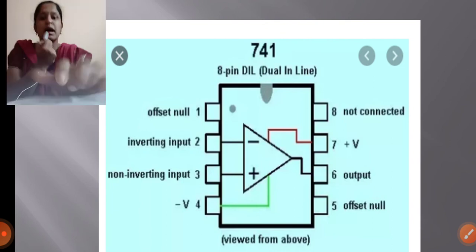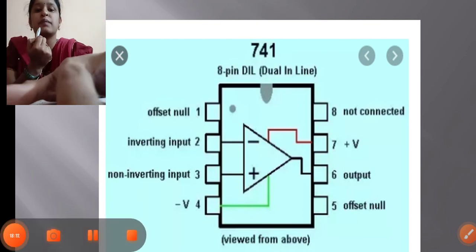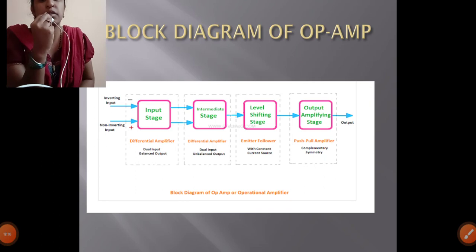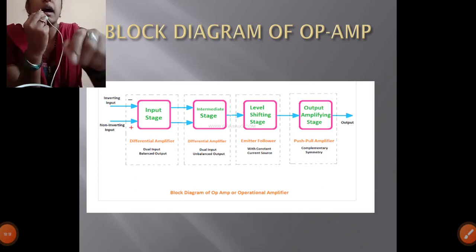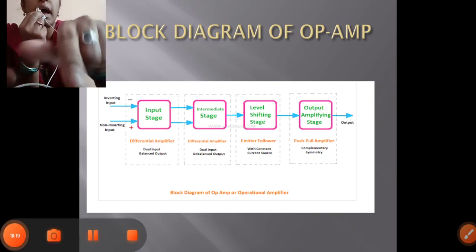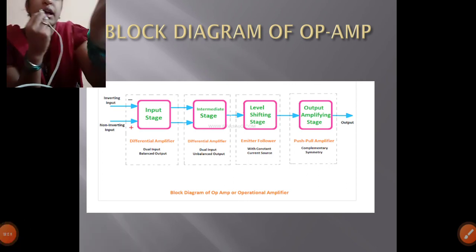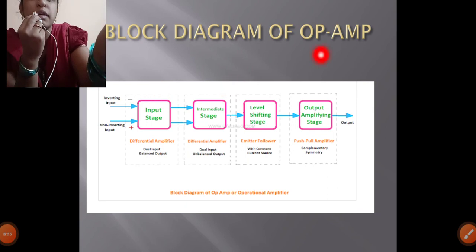Next one is the block diagram. This is the block diagram of the operational amplifier IC, right? In this block diagram, I want to zoom this one.